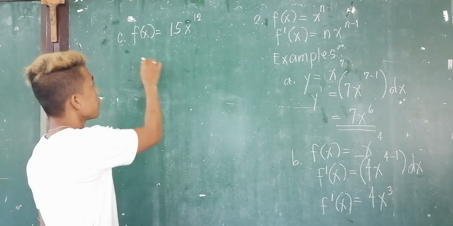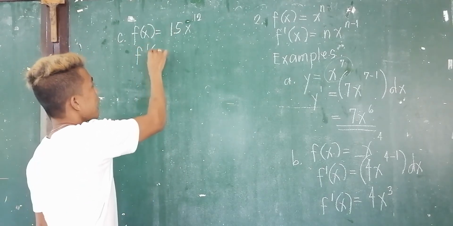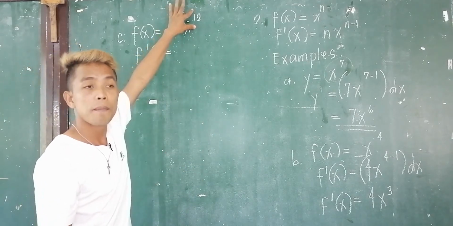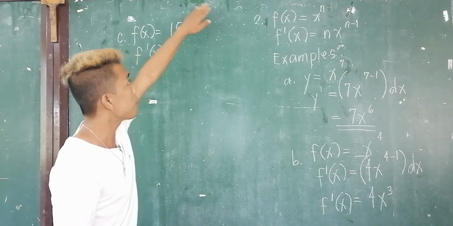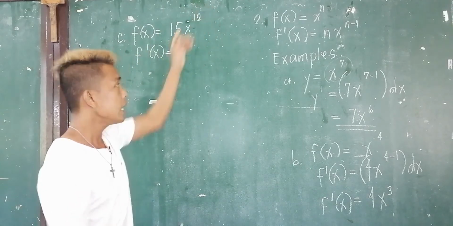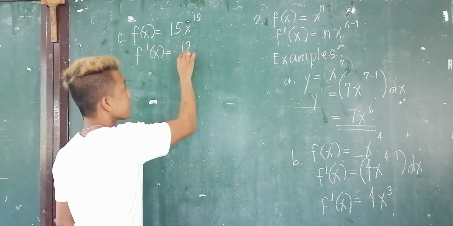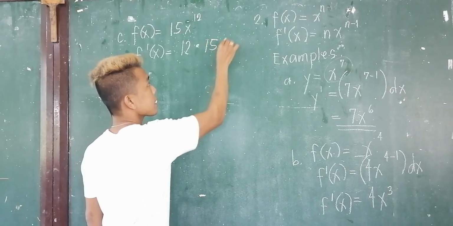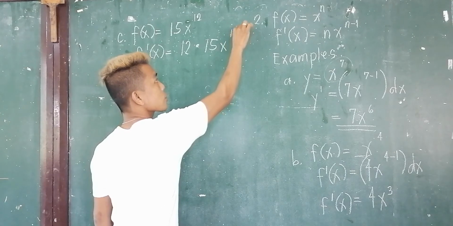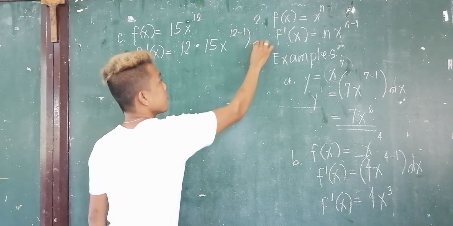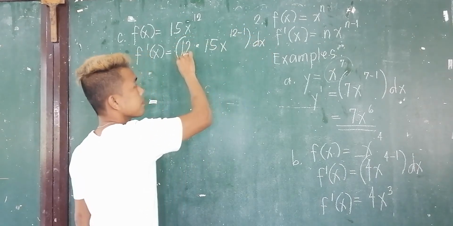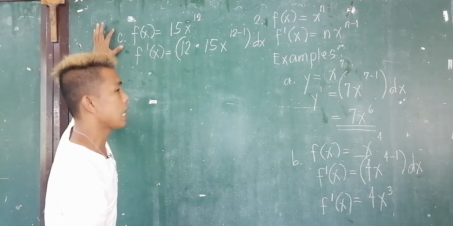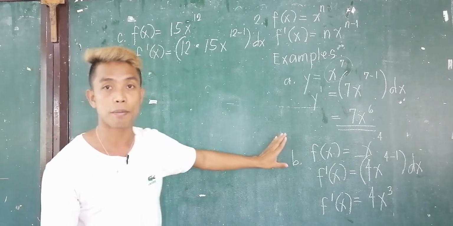Now, we will use the formula f prime of x equals, we multiply the exponent to the whole function. That will be 12 times 15x raised to 12 minus 1. What is the difference between our answer in letter C and that of letter B?